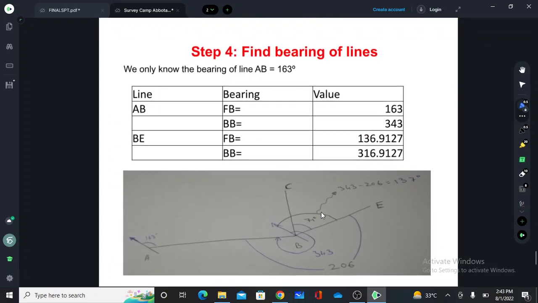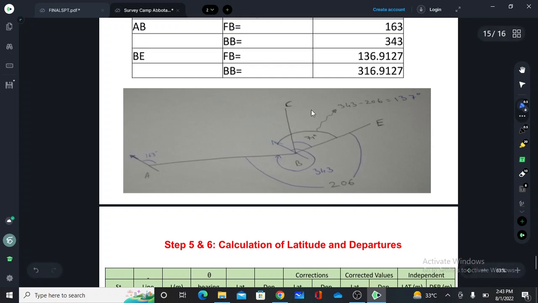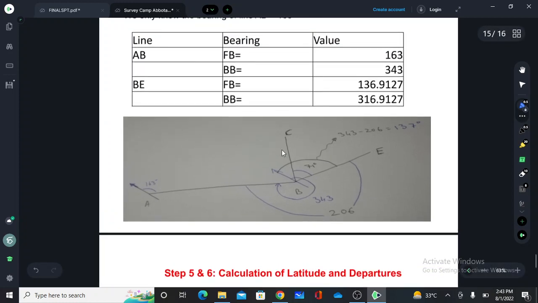Then we find the bearing of the line. We have been given the bearing of line AB, that is 163 degrees. As in the example given here, you have this line AB, and bearing means the angle of the line from north, so that is 163 degrees, and we know all the angles. We know the angle between BE, we know the angle between CE. So based on these values you can calculate the bearing of each line. Find the bearing of line AB, BE, and every line following the process.